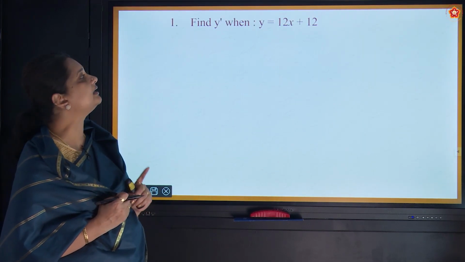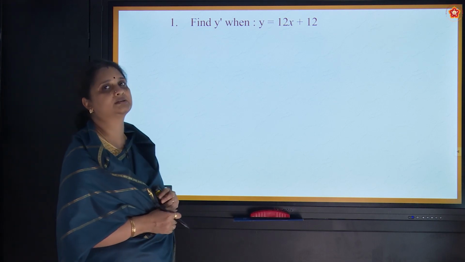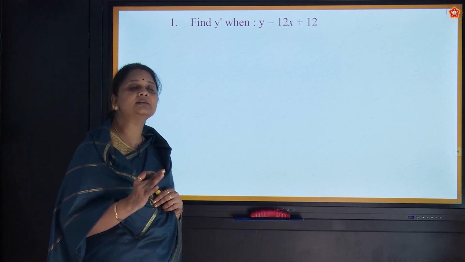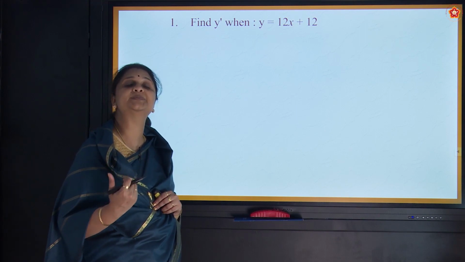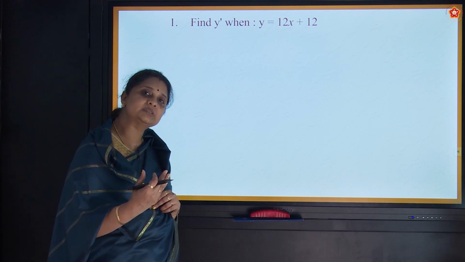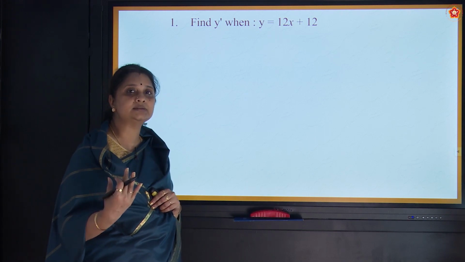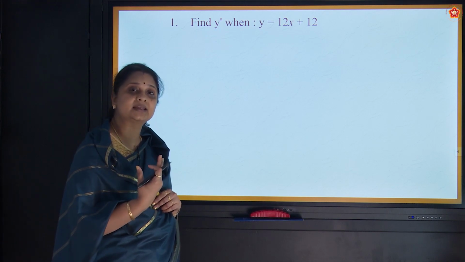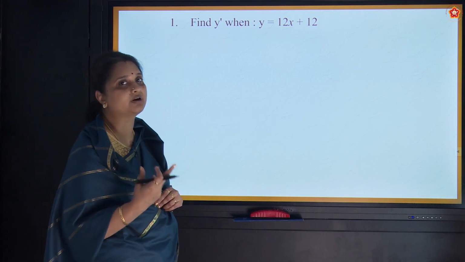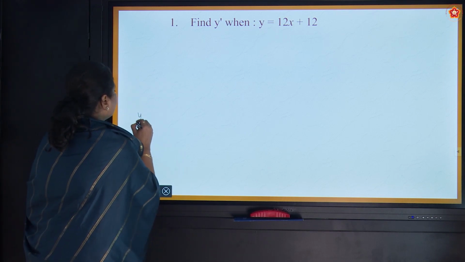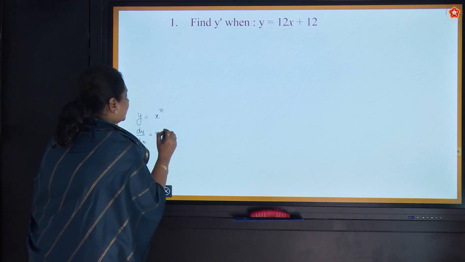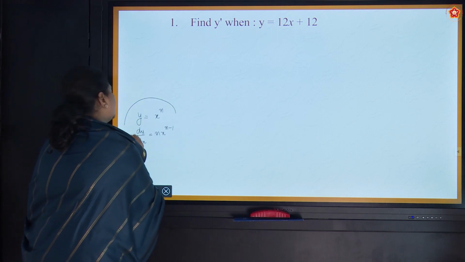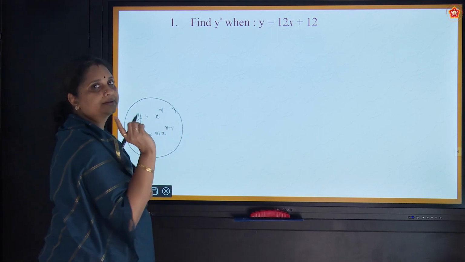So here it says find y dash when y is equal to 12x plus 12. Now here the method is not specified. So we are not going to use the first principle because we know that there are so many steps involved in it. So after using the first principle, we have few facts ready with us where we are going to use that and differentiate this particular function. So what do we know? When y is equal to x to the power n, your dy by dx is equal to n x to the power n minus 1. We are going to use this to differentiate.